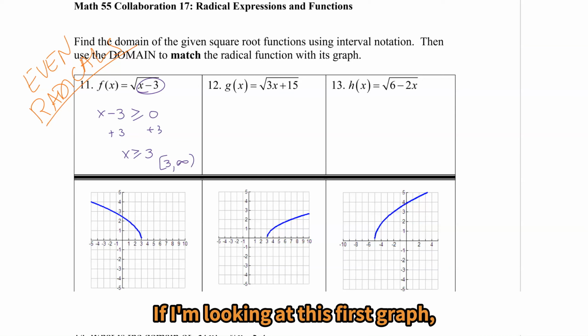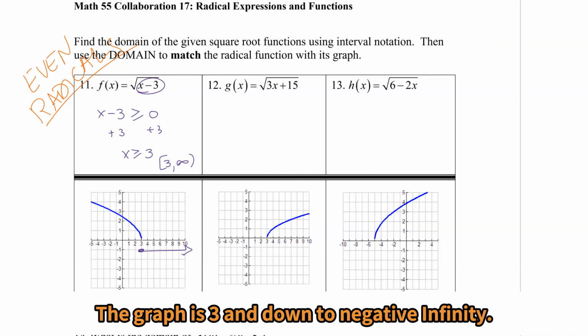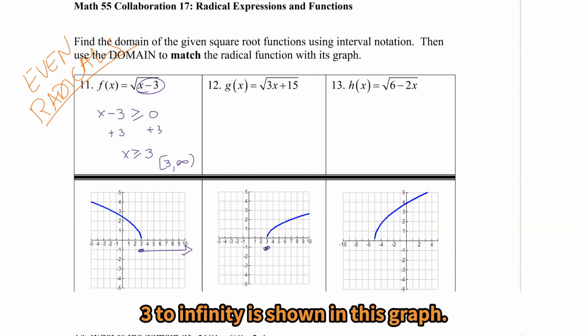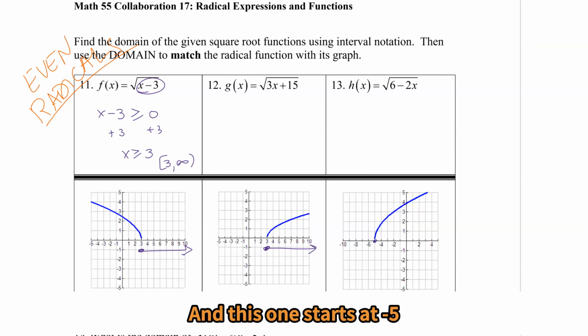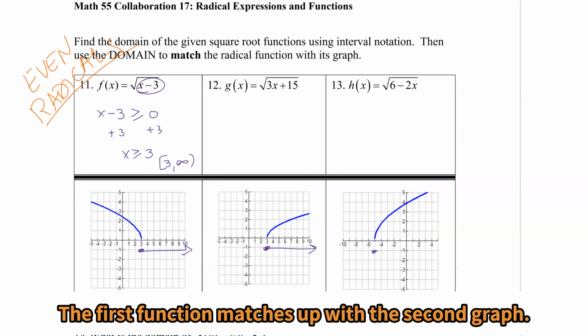If I'm looking at this first graph, 3 to infinity does not match up to where the graph is. The graph is 3 and down to negative infinity, so that doesn't work. 3 to infinity is shown in this graph. And this one starts at -5, so I know this last one's not correct. The first function matches up with the second graph.